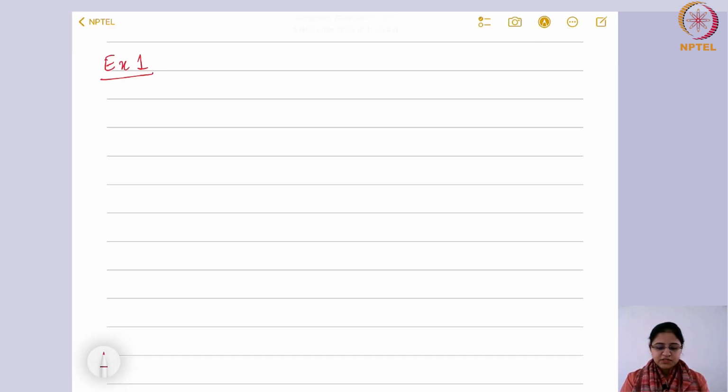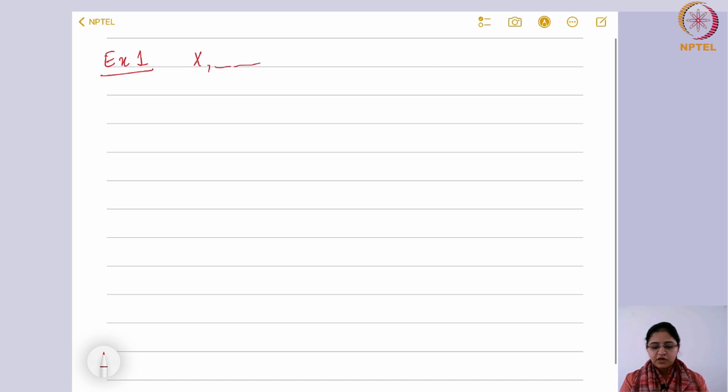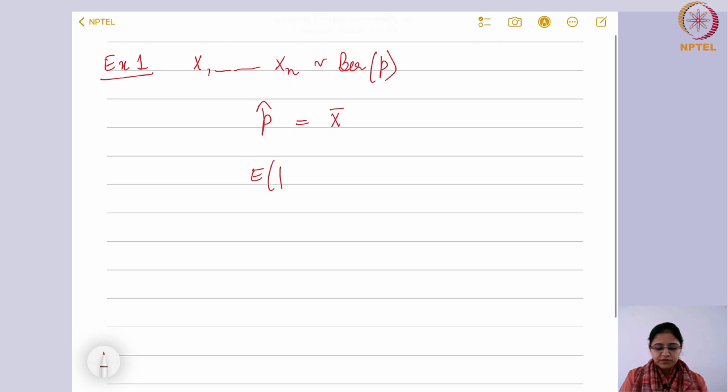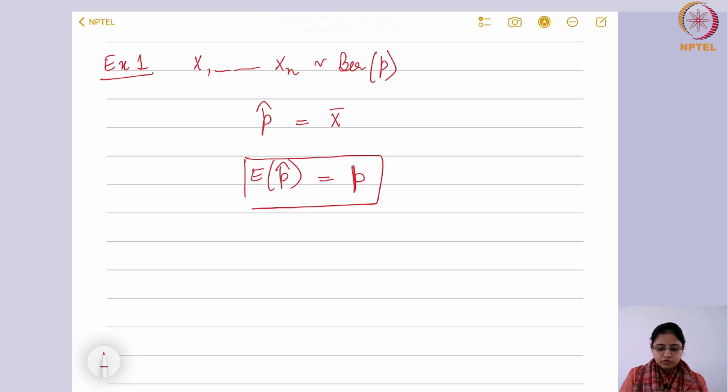The first example says that if you are taking a random sample from Bernoulli distribution with parameter p, then p hat, which is x bar, is going to be an unbiased estimator for p, which means that if I take expectation of p hat, I should get the population parameter. So this is what I want to show.